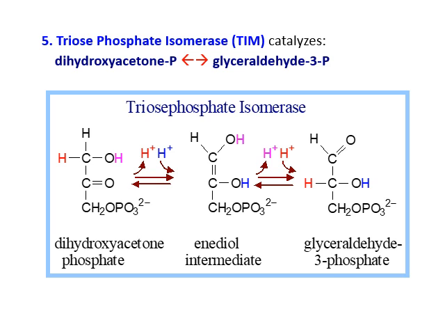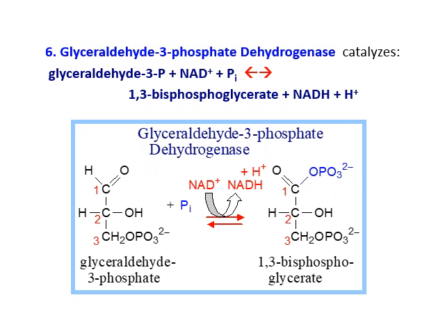The 6th step is that two molecules of glyceraldehyde 3-phosphate are oxidized by the enzyme glyceraldehyde 3-phosphate dehydrogenase to form 1,3-bisphosphoglycerate. This is the only step in glycolysis where NAD+ is reduced to form NADH.